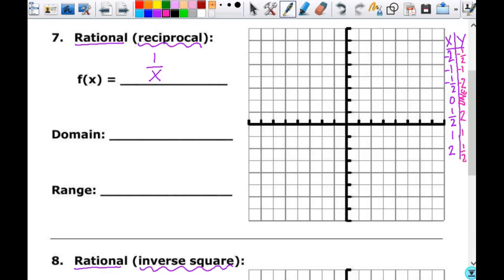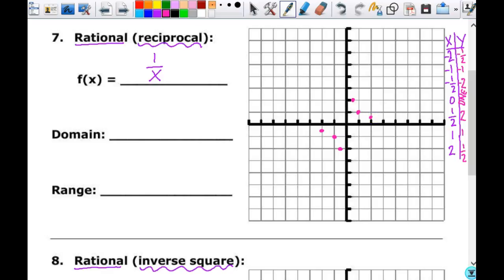So we plot these numbers. We go to negative 2, we're at negative 1/2. Negative 1, negative 1. And negative 1/2, negative 2. Then I also have 0, which I can't plot. But at 1/2, I'm at 2. At 1, I'm at 1. And at 2, I'm at 1/2.